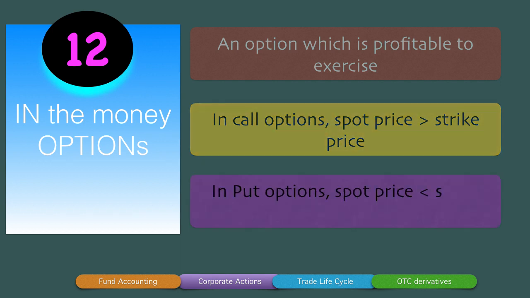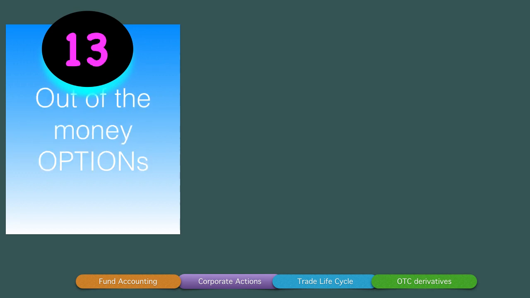In a put option, if the spot price is less than the strike price, surely, why would you exercise the option? Because you can sell it in the market. Why would you sell it under the option? Because you get a better price under the option. This is called an in the money option. The 13th one is an option that is not profitable for the trader. This is called an OTM option, out of the money option.